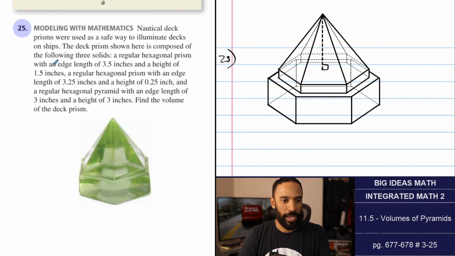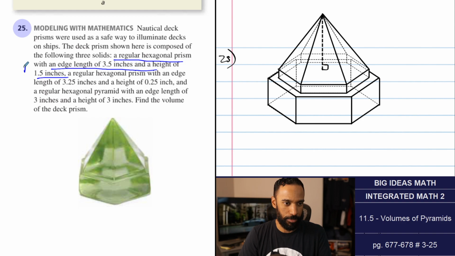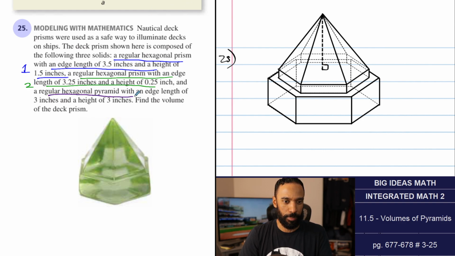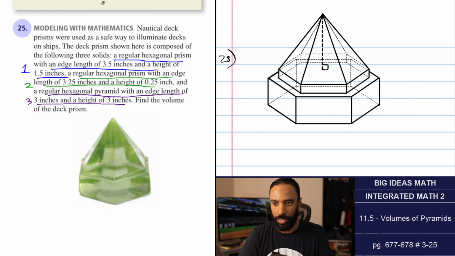So, three solids. A regular hexagonal prism with an edge length of 3.5 inches and a height of 1.5 inches. We'll call that object 1. That's the bottom one. A regular hexagonal prism with an edge length of 3.25 inches and a height of 0.25 inches. That's object 2. And a regular hexagonal pyramid with an edge length of 3 inches and a height of 3 inches. That's object 3.